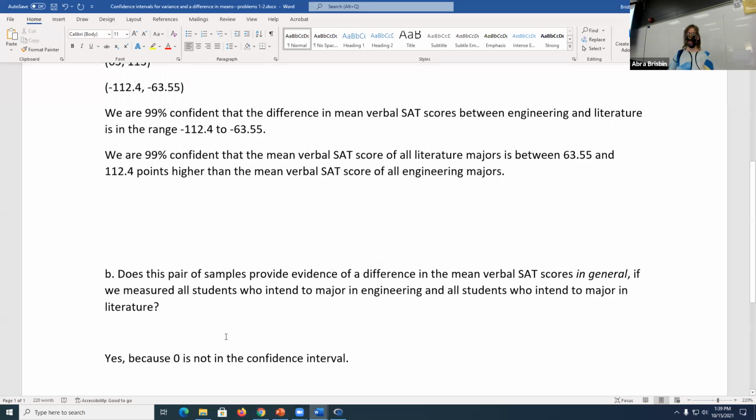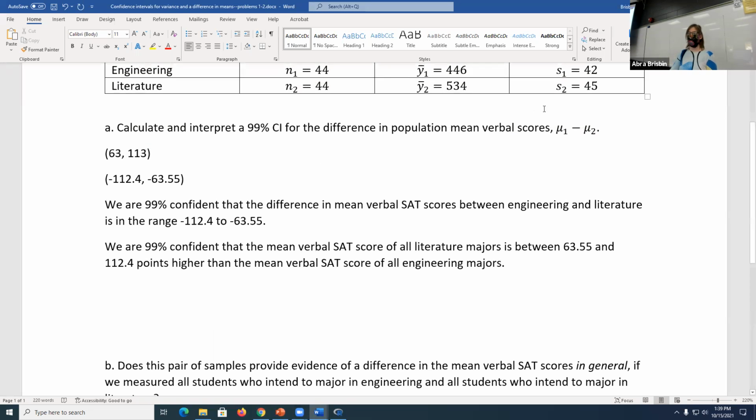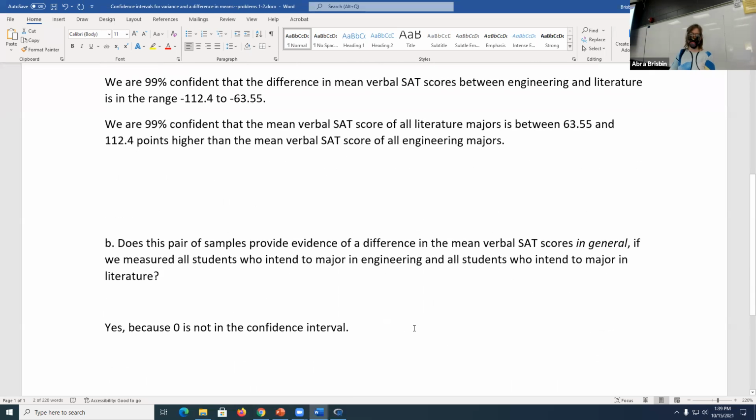So our confidence interval told us that we're 95% confident that this difference in means is between 63 and 113. That means we're at least 95% confident that the difference in means is not 0, because 0 is not between 63 and 113. This is assuming that the samples were representative.